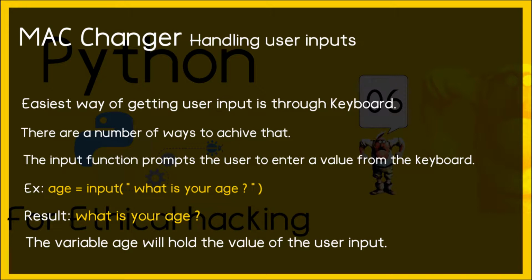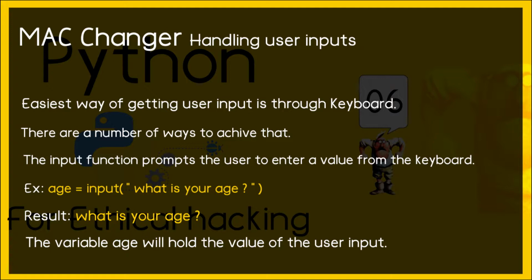Suppose I'm willing to get the age of a person. I'll declare a variable by the name of age, as you can see on the screen, and make it equal to the input function. To that input function, I will provide the string that I want to show the user. In this case, it would be, "What is your age?"